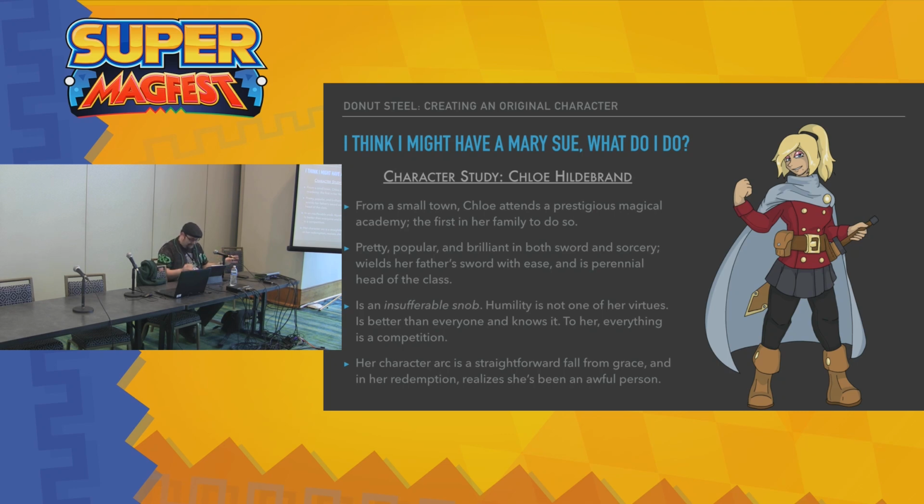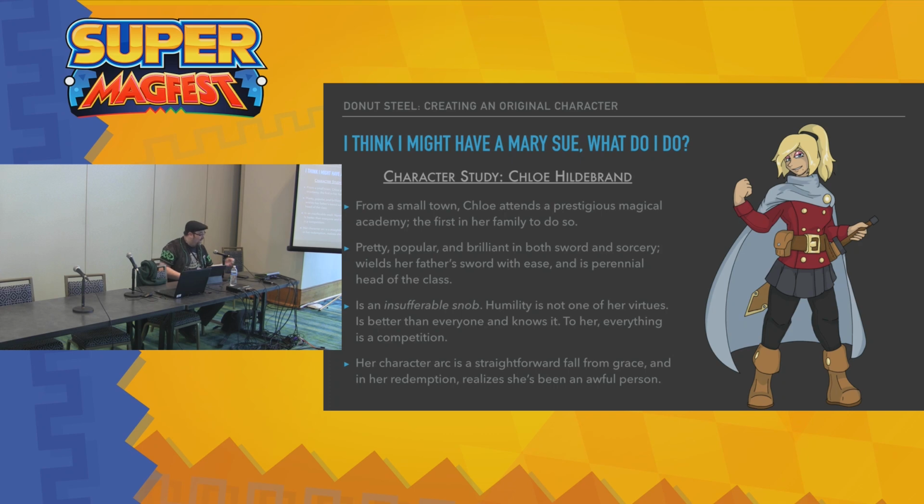The queen bee. So her character arc is a straightforward fall from grace, a bitter humiliation, losing and having to come to grips with the fact that she's not the best at something, and she has to redeem herself. She has to ingratiate herself to the people she's wronged, and says, "Hey, this isn't easy for me to say, but I'm sorry, and I need your help." So then she realizes that she's been an awful person this entire time, which incites her to change.